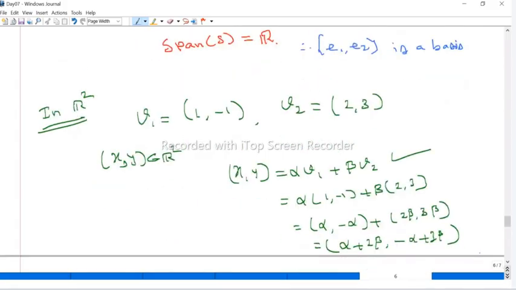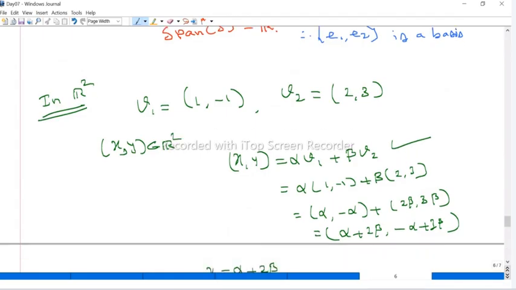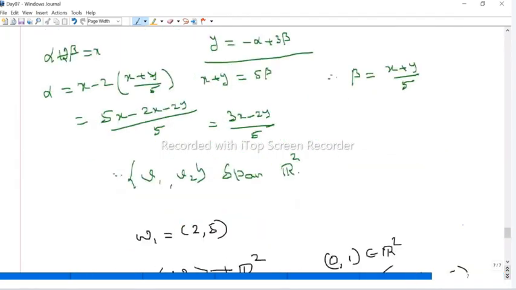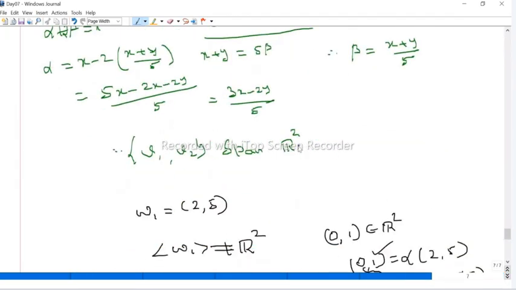Even if you take the second example, v1 equals (1, minus 1) and v2 equals (2, 3). Now we prove that this spans V.